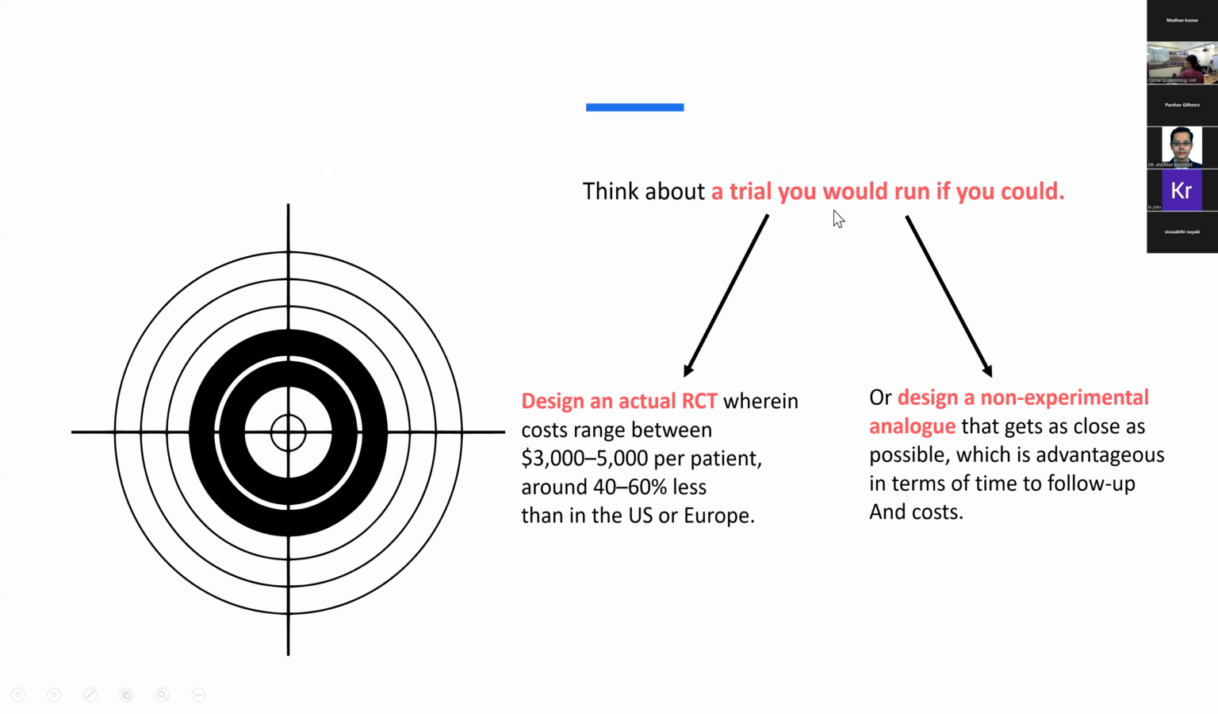After you decide this, you can either design an actual RCT, and I was just looking up, in India, the cost per patient to run an average RCT for about a year is $3,000 to $5,000. This is about 60% cheaper than the US or Europe. So imagine if we had 100 patients, how much we would spend on running an RCT. Or if you could not do this, you can design a non-experimental analog, which is called a target trial emulation. This is an observational study that is designed to remove some systemic biases and made to look like the RCT that you initially thought of.